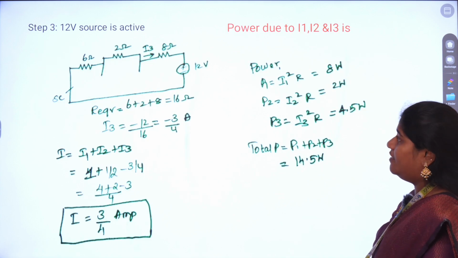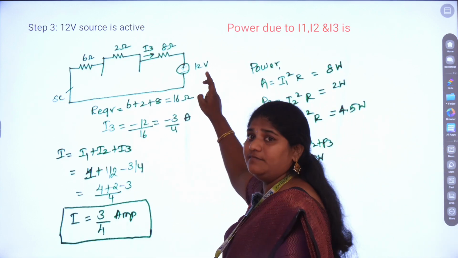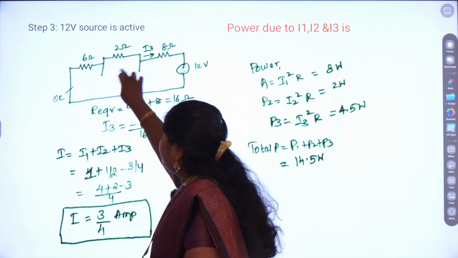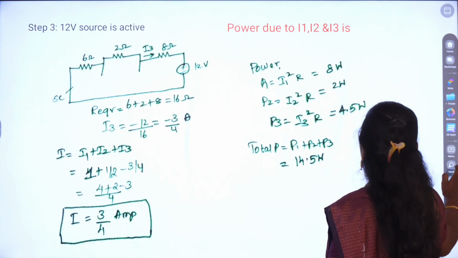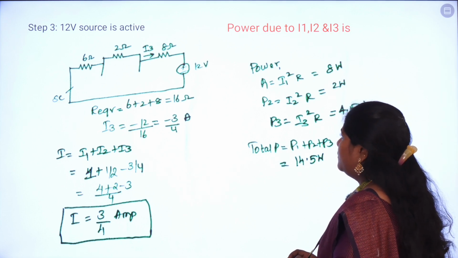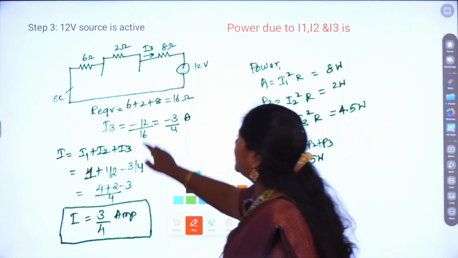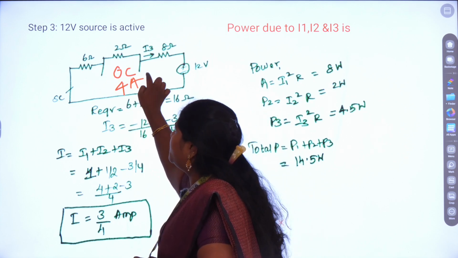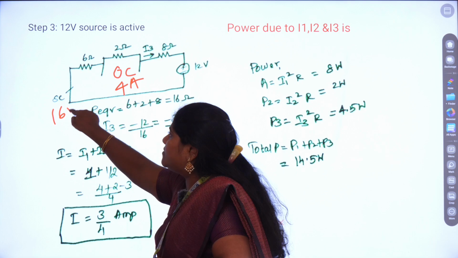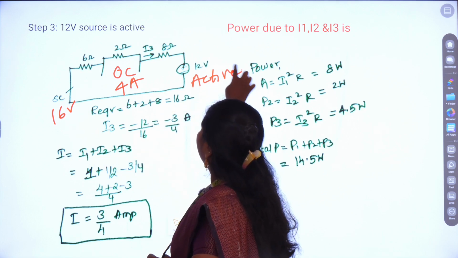Coming to step number 3, the 12 volt source is active. Here this particular current source is made inactive by open circuiting it, and the voltage source is short circuited. The 4 amp current source is open circuited, the 16 volt is short circuited, and your 12 volt alone is active now.